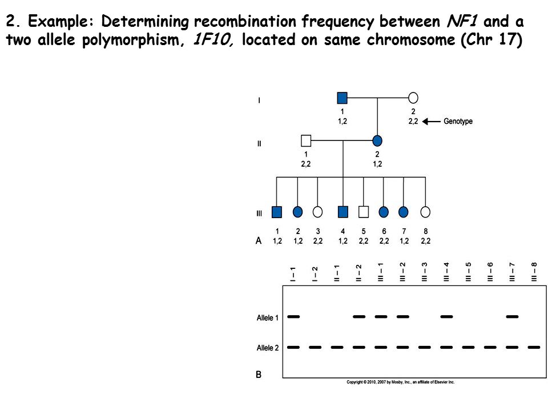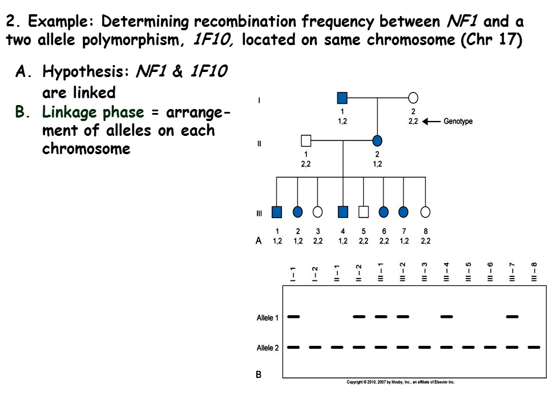So let's see an example. In this case, what we're going to be looking at is a marker known as 1F10, and it's going to have two alleles, 1 and 2. Okay, and we're going to say one of those alleles, 1, is associated with the disease gene NF1 and are linked. Okay, so that's our hypothesis. NF1 and 1F10 are linked. So the linkage phase is just talking about the arrangement of the alleles on the chromosome.